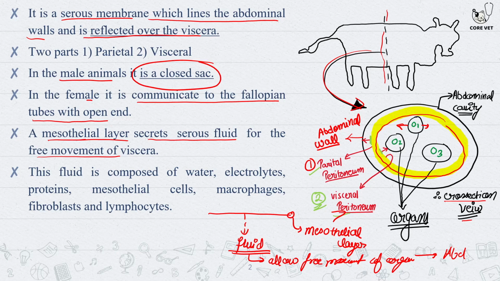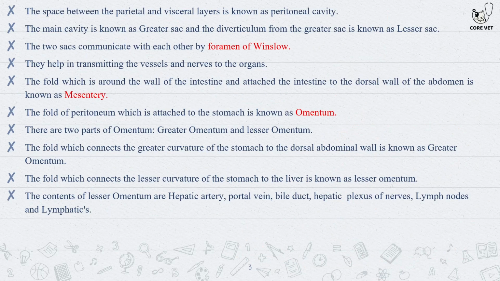of the organs. Now, what is the composition of this fluid? This fluid is composed of water, electrolytes, protein, mesothelial cells, macrophages, fibroblasts and lymphocytes. Okay, there are phagocytic cells, there are electrolytes, and there is water present in the fluid. That is secreted by what? The mesothelial layer. I hope this slide is clear to you all.